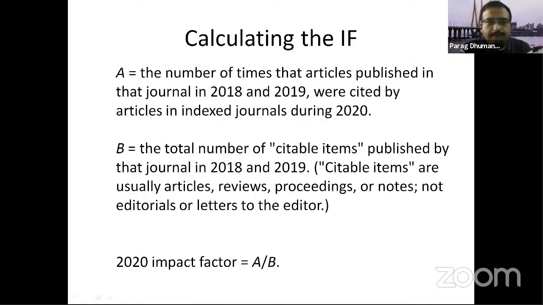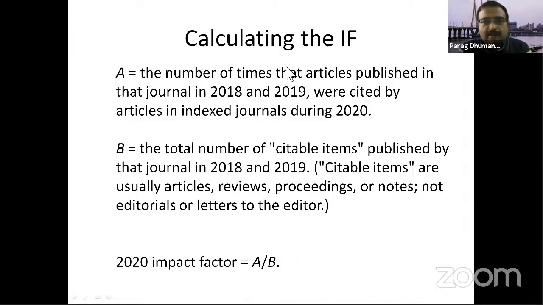So if A is the number of times that all the articles published in a particular journal, XYZ journal, in the calendar years 18 and 19 were cited, and B is the total number of citable items published in these 2 calendar years, then we get the impact factor of 2020 as A upon B.